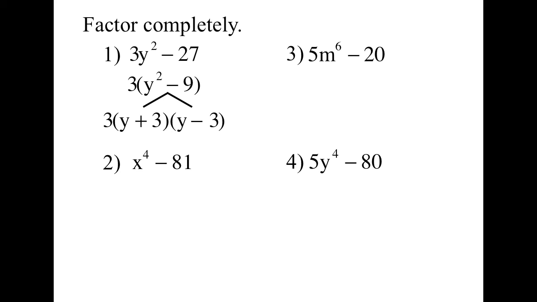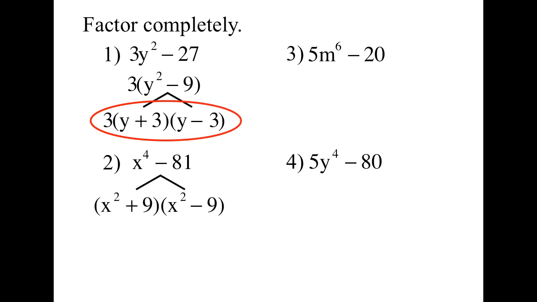All right, now check your work. X to the 4th minus 81. That breaks down to x squared plus 9 times the quantity of x squared minus 9. Now, can x squared plus 9 be factored? No. It's not a difference of squares. Only one that can be factored out more is x squared minus 9, and that breaks down to x plus 3 times the quantity of x minus 3. So I get x squared plus 9 times the quantity of x plus 3 times x minus 3. And that's our final answer.